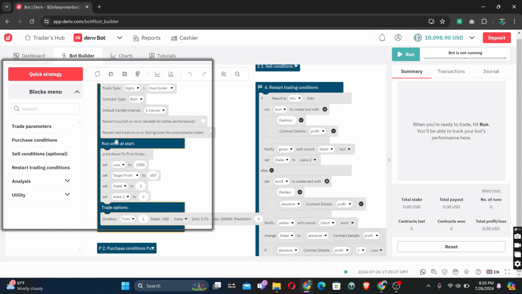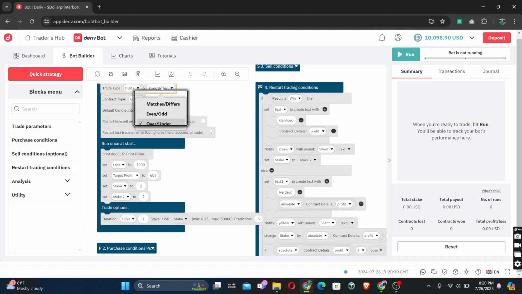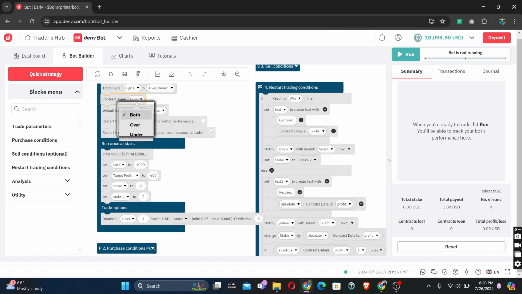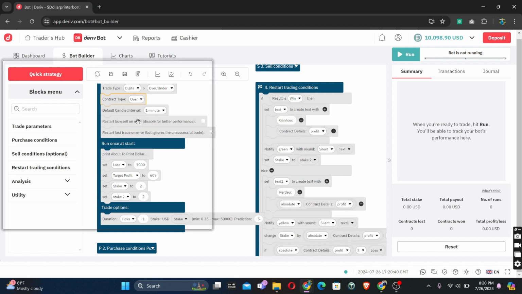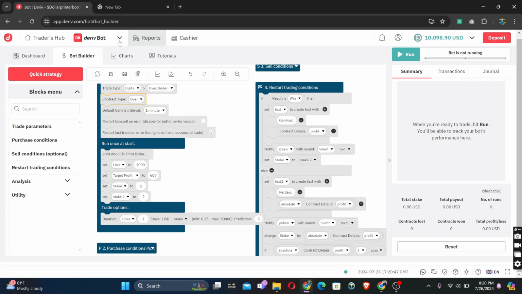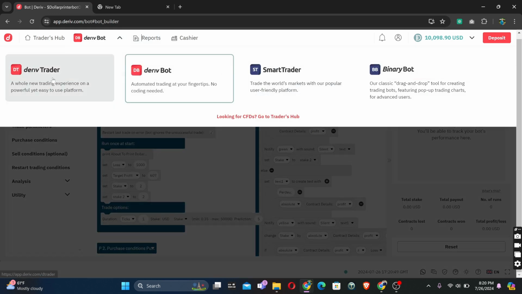Remember, there are a lot of things that you can do here, and we are dealing with over and under. You can even do matches, they are there. So you can go to what do you want to predict. I want to predict over. But remember one thing, you can actually even go to Deriv. Let me just go to another tab here. I want to open another tab for the same, and I show you what you can actually do.